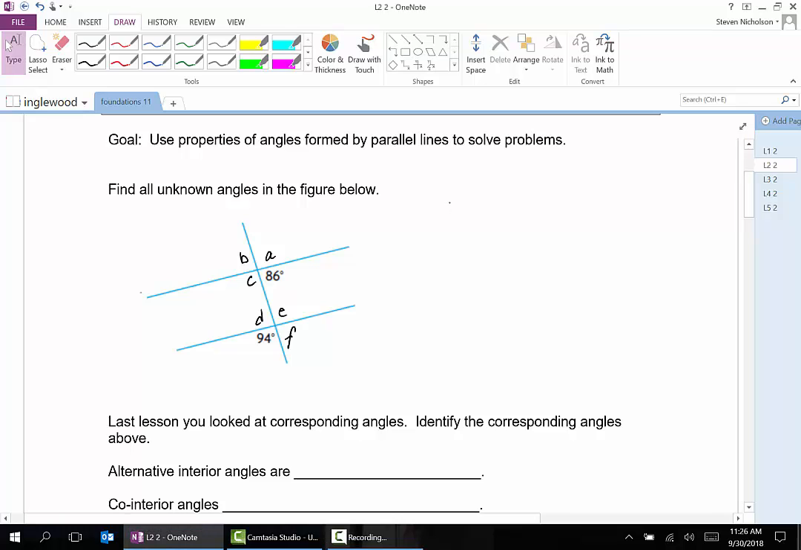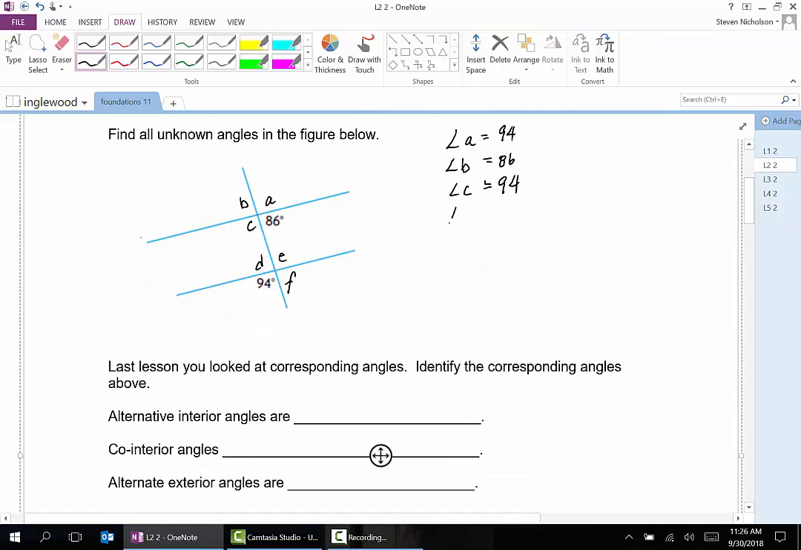So what you would have found is angle A is equal to 94, supplementary. Angle B is equal to 86, it is opposite. Angle C is equal to 94, supplementary. Angle D is equal to 86, and so on. I'll do these really quickly. So all those reasons we talked about last day, here's what you would have found.